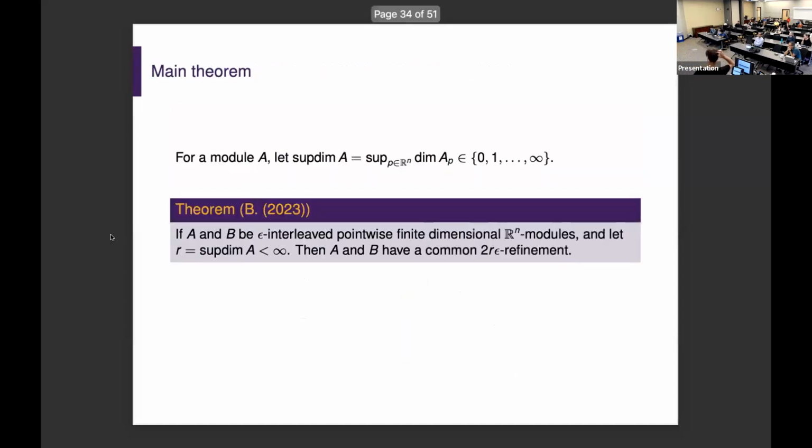And this leads us to the main theorem of the paper and the talk, which is that if you have two epsilon interleaved modules A and B, then you can always find a common refinement. And that's exactly what we want. Now there is this 2R appearing here. So you could have hoped that we could start with two modules A and B that are epsilon interleaved, and it gives us a common epsilon refinement, but unfortunately that's not what this theorem tells us. Instead, it depends on this R here. And I'm assuming R to be finite, and in that case, this R is just the maximal pointwise dimension of A.